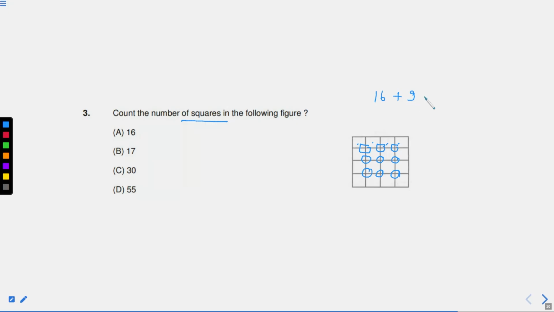Plus 9, right? Now, you can use these 1, these 2, these 3, these 4. We have calculated 4 more. And the last one also. How much is there now? 16 plus 9, that comes out to be 25. 25 plus 5 comes out to be 30. So I am able to calculate 30 out of this, right?